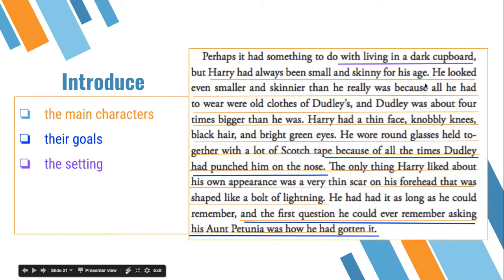And lastly, we learn about the setting. This helps our reader picture what's going on in the story, but it also might provide some key details for what's going to happen later. So even though this is only one paragraph, you can see it's chock full of information that is going to be important for our reader to understand the rest of our story.